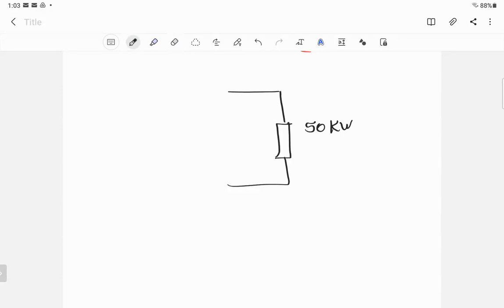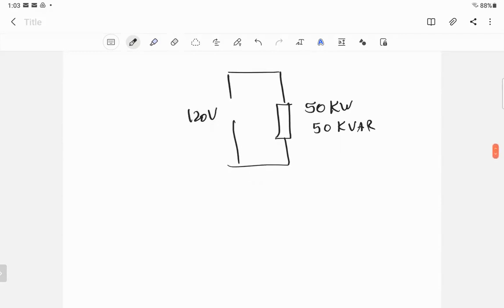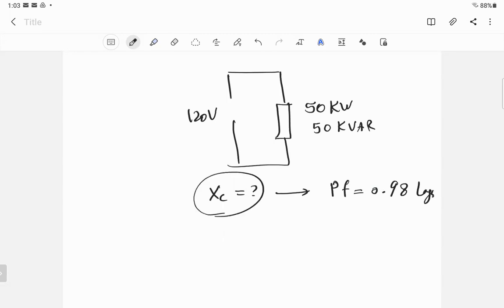Q is equal to 50 kilovar. The voltage is 120 volts across. The question is, find XC to make the power factor equal to 0.98 lag. I want you to find XC. Just exactly what I explained now.